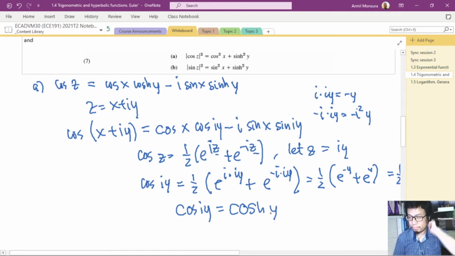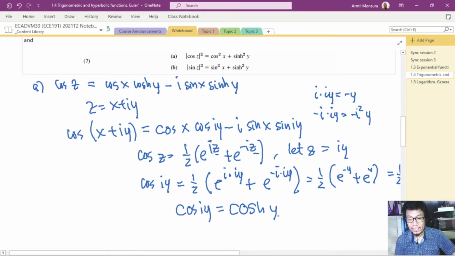This is something that I was proposing earlier. With complex numbers, two seemingly unrelated functions, such as a trigonometric function and a hyperbolic function, become related. In fact, we can convert a trigonometric function to a hyperbolic function if the argument for the trigonometric function is a purely imaginary number, such as iy. So we see that cosine of iy converts to hyperbolic cosine of y, which is now a real number.